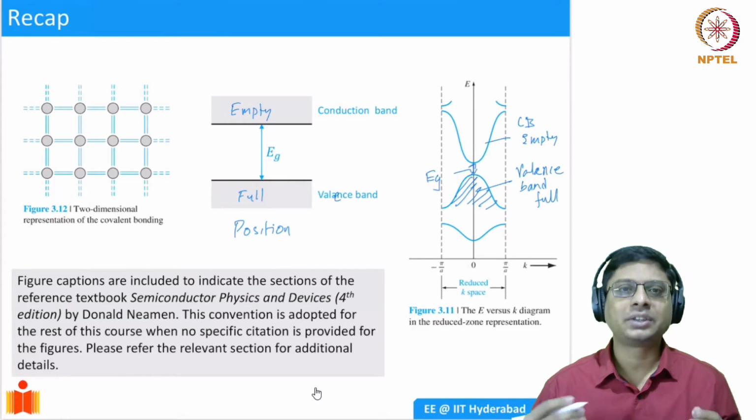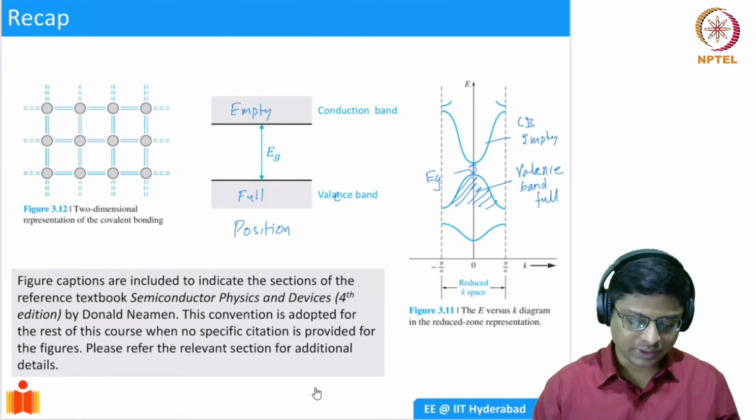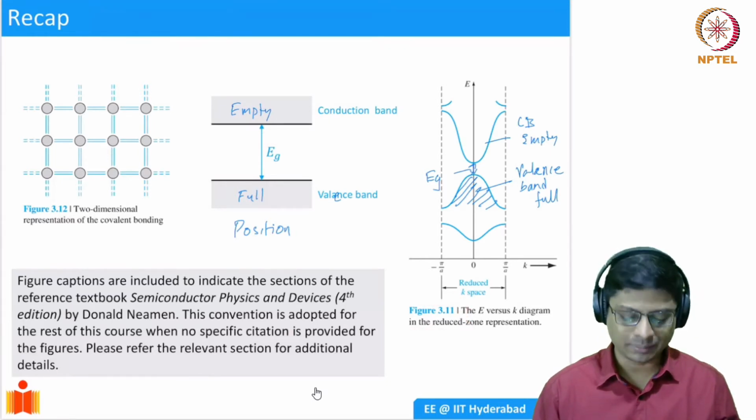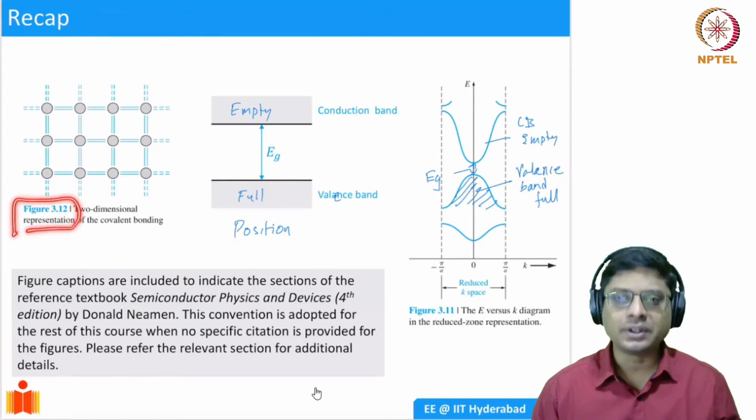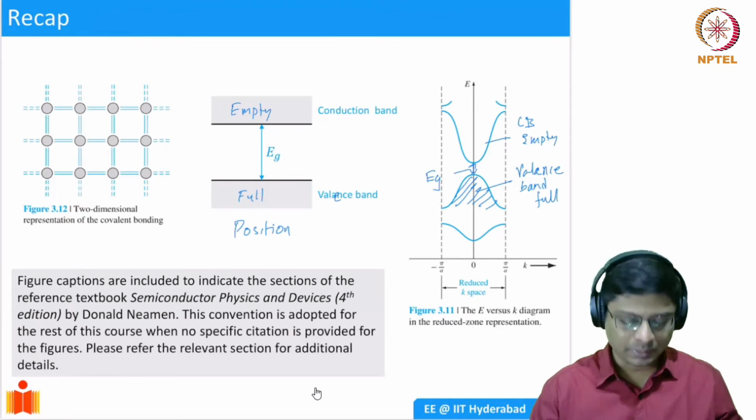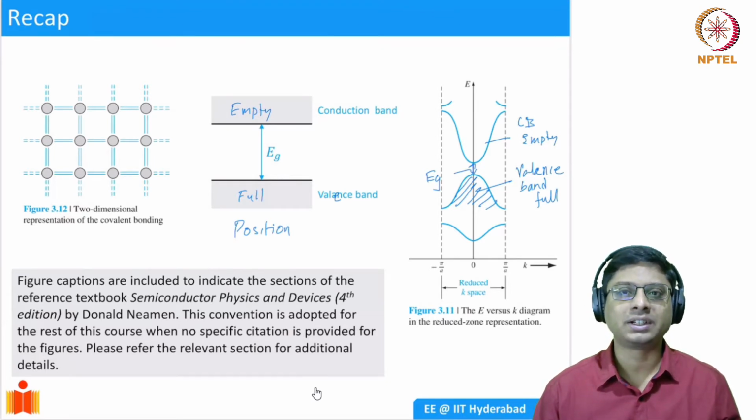There is one more aspect I wanted to emphasize one more time: I'm leaving the figure captions on the slides, deliberately. Whenever you see this, it means that I have taken that particular figure from the appropriate section in the textbook, Semiconductor Physics and Devices by Donald Neamen, the 4th edition. So if you have any doubts or would like to learn more, you could go back and look at the textbook. Otherwise, if you're able to follow along with the lecture, that should be sufficient.